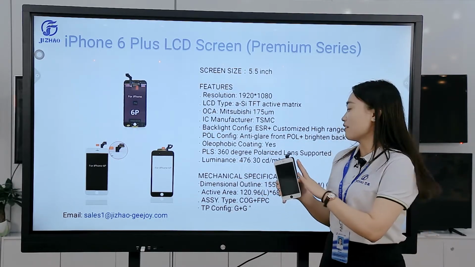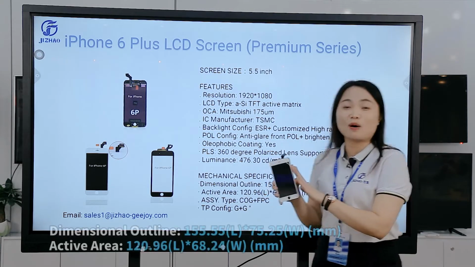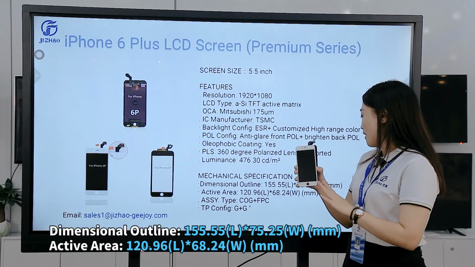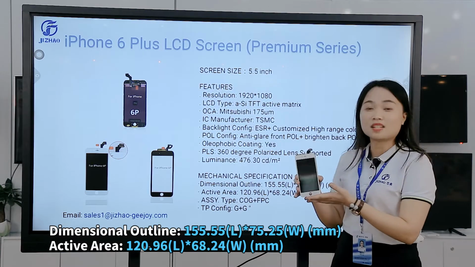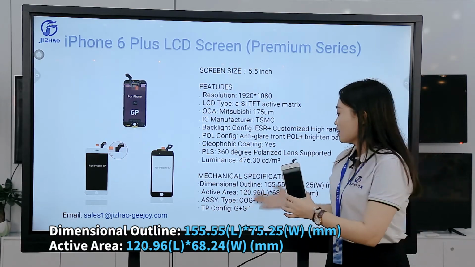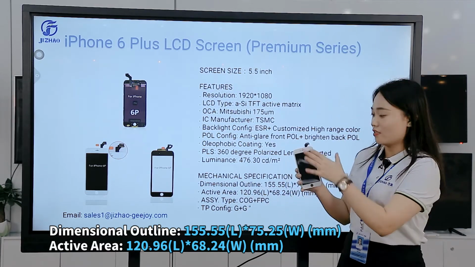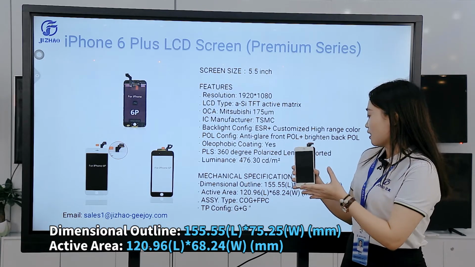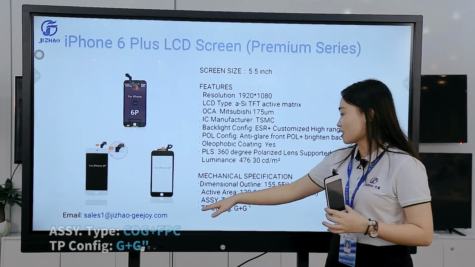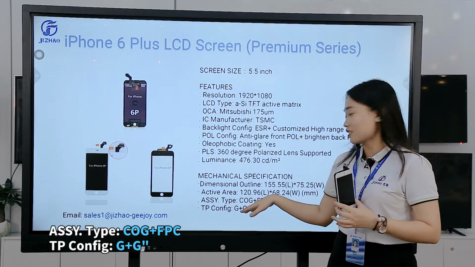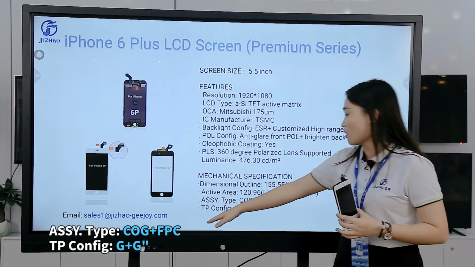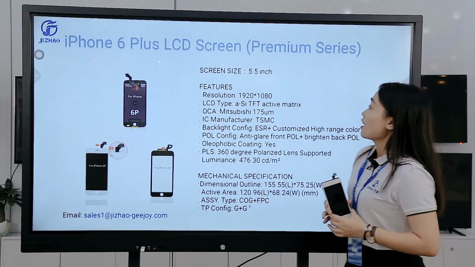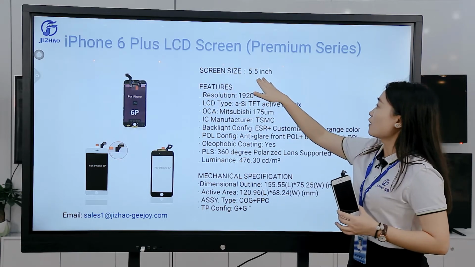Okay, and now it's about its dimension outline. It is 156 length and 75 millimeter, and about its active area, it's about 120 and 68 millimeter. And the ASIC type is COG plus FPC, and the TP config is GNG. And its screen size is 5.5 inch.